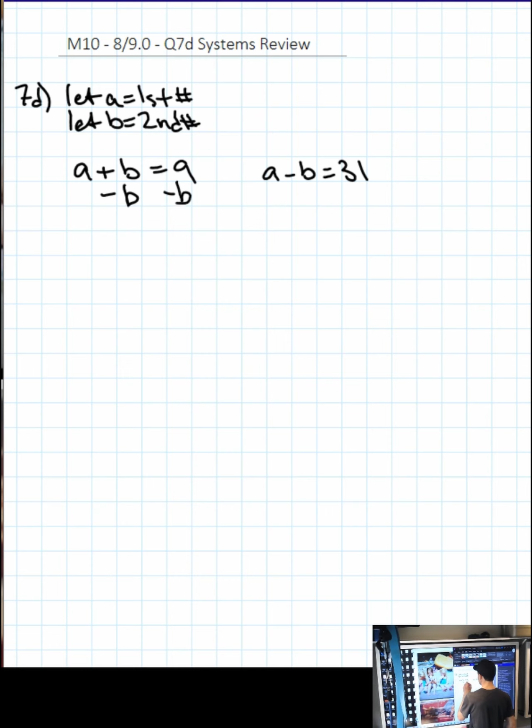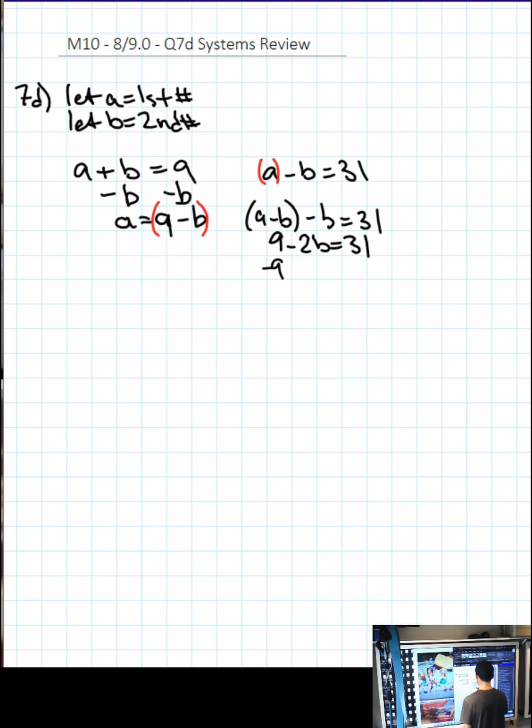So if I minus B from both sides, A will simply equal 9 minus B. And if I take what A is equal to and put it in for A in the other equation, we're going to get 9 minus B minus B equals 31. We'll get 9 minus 2B equals 31. We'll subtract 9 from both sides. Minus 2B equals 22. Divide both sides by negative 2. B equals negative 11. Circle your answer.